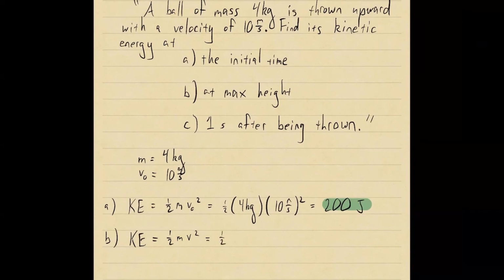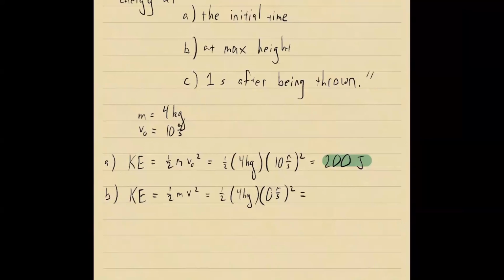So this will be 1/2 times the mass of the ball times the velocity in the y direction at max height. It has no component of the velocity in the x direction because this ball is being thrown straight upwards in the y direction. So there's no x component to our initial velocity. At max height, its speed will be 0 meters per second, and so we have 1/2 times 4 times 0 squared. Well, that's just going to be 0 joules.